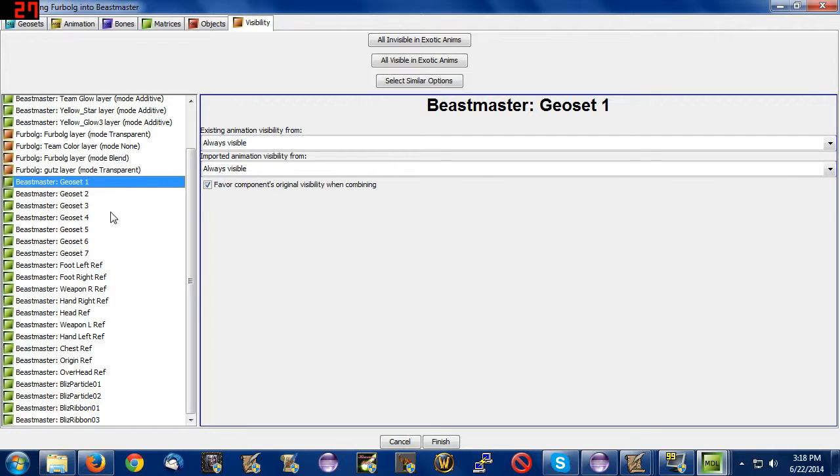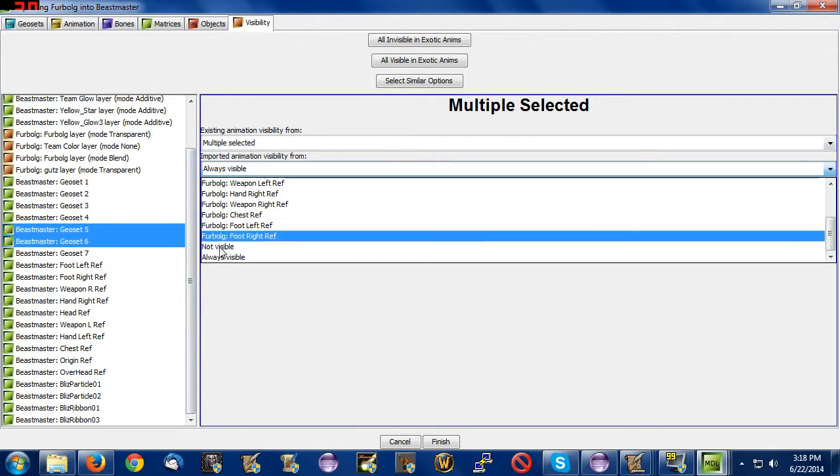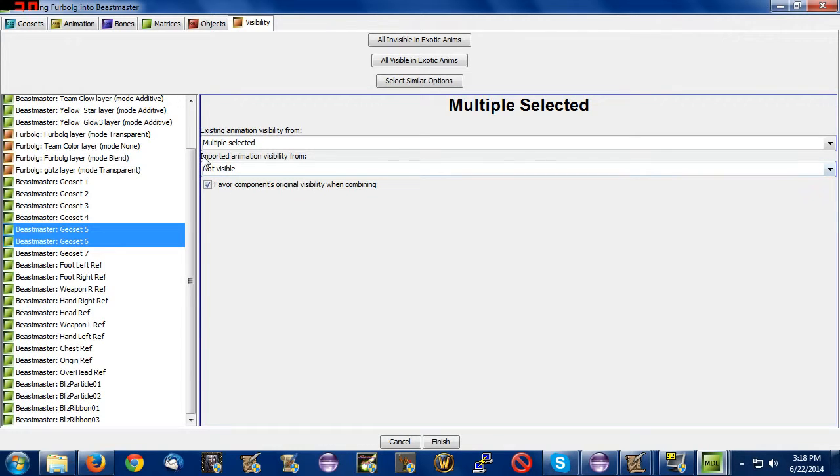So in this case, I would say all these Beastmaster things should all be visible, and 5 and 6 should probably be not visible. So I'm picking not visible. Note that I'm picking not visible in the imported animations section, so they're going to be not visible in the new animations from the furball. So both of these will not be visible. Yellow glows will not show up.